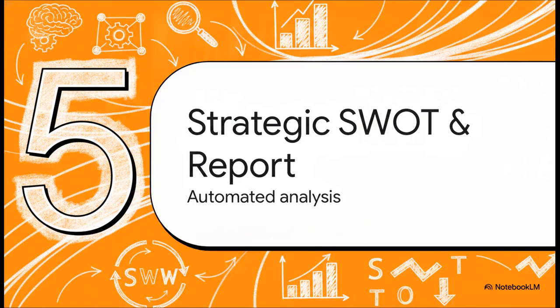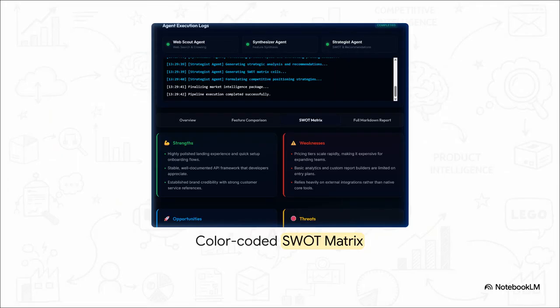Of course, data is only as good as the strategy it informs. Let's jump to Section 5, Strategic SWOT and Reporting. Now, what's really interesting here is the SWOT Matrix tab. The strategist agent has generated a fully color-coded analysis detailing the competitor's strengths, weaknesses, opportunities, and threats. It highlights things like their rapidly scaling pricing tiers as a clear weakness we can attack. It instantly turns raw web data into actionable strategic opportunities for your leadership team.